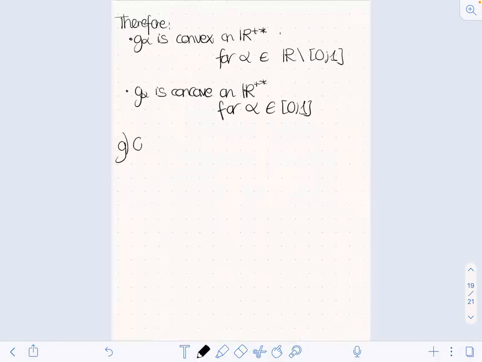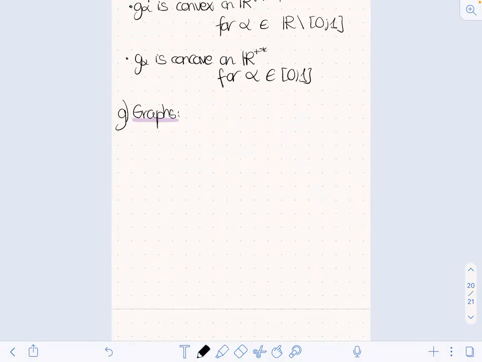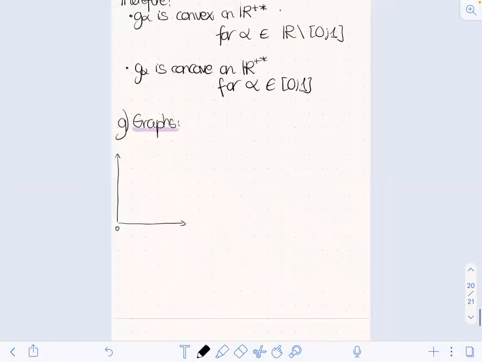I'm going to be able to give the graphs of the function. And as you can imagine, we're going to give 3 graphs: for alpha smaller than 0, alpha between 0 and 1, and alpha greater than 1. So if we take, first of all, the case where alpha is smaller than 0, we only need to plot the function on the positive part of R, so only part of the graph.